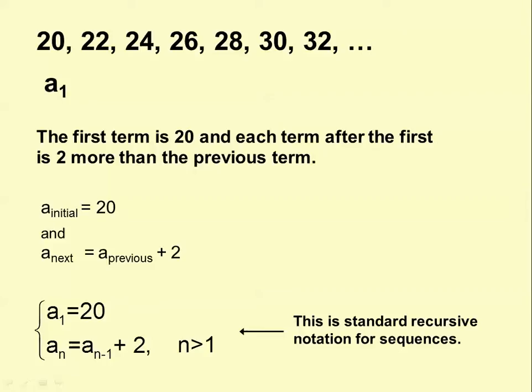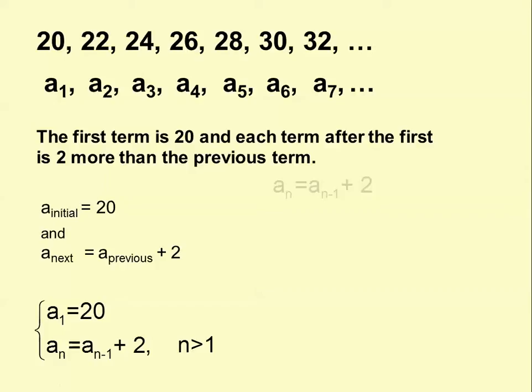So we can call that first term a sub 1, and then the second term a sub 2, a sub 3, a sub 4, and so forth. So let's try to make sense, particularly of a sub n minus 1. We already know that a sub 1 is 20. That's given. So in order to find out what a sub 2 is, we're going to have to let n equal 2.